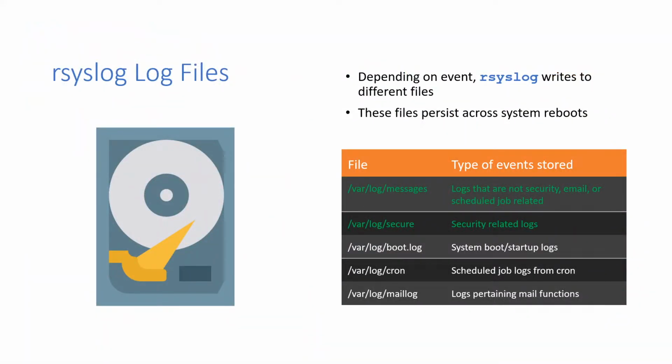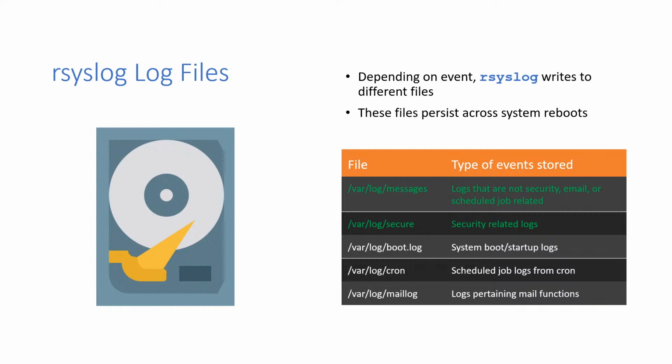So if you know where to look, you can find it there as well. And then we have /var/log/cron, which is just scheduled job logs from cron. And cron, C-R-O-N, is just a scheduler. You know how in Windows you have that Windows scheduler? Well, in Linux, it's called cron. Okay, and so anything that's scheduled will be logged in /var/log/cron.